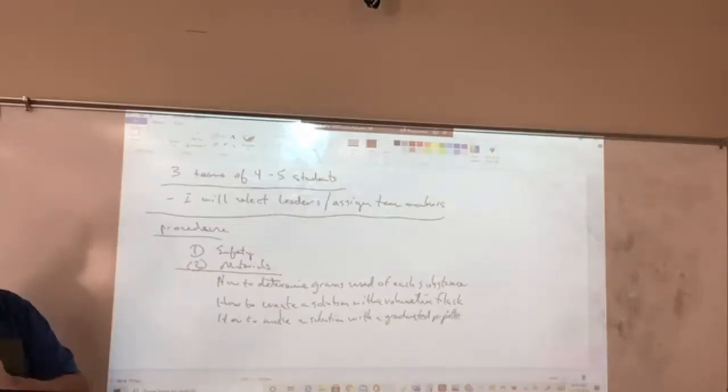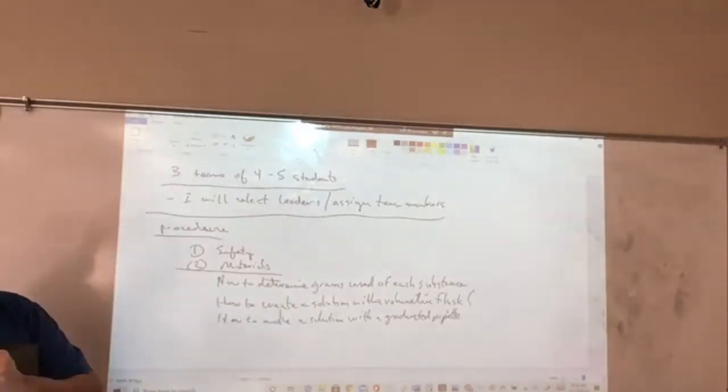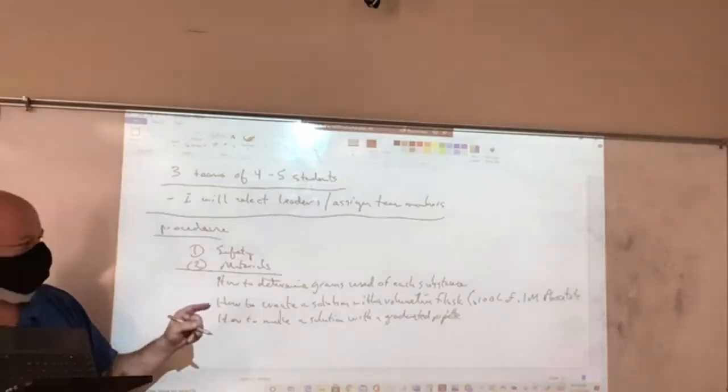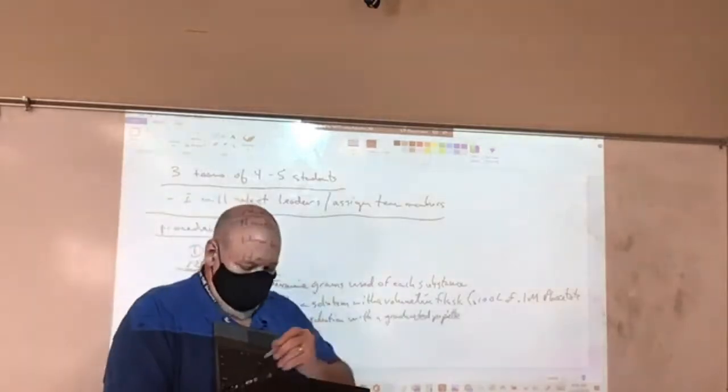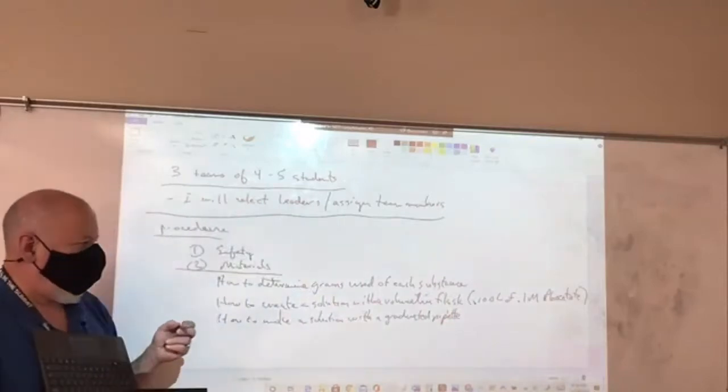Okay, and so the solution I want you to make with the volumetric flask is 0.100 liters of 0.1 molar lead acetate. Okay, and you've already got the calculation for that, right? It ended up being 3-point-something grams.